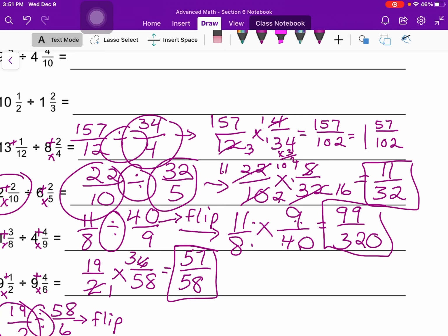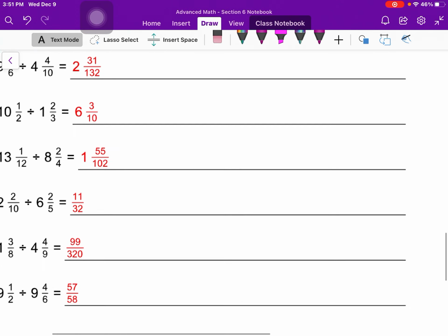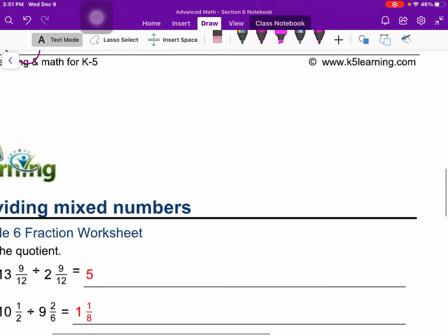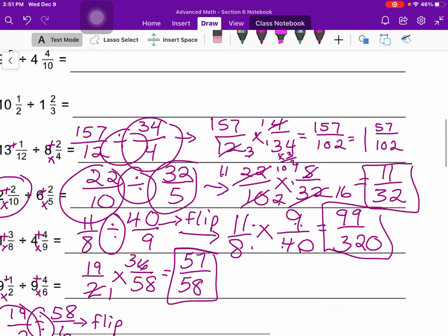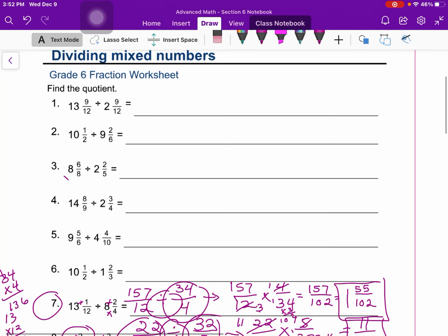Let's see if that's the answer. 1 and 55 over 102. Oh yeah, 55 left over. That's my mistake there because it went in there one time, and 55 would be left over. Good thing I have those answers to check my work. All right, go ahead, try the others on your own. 6 of them left.